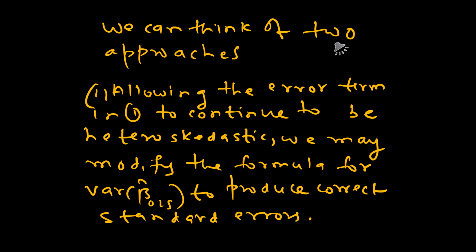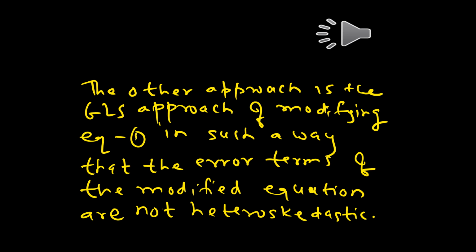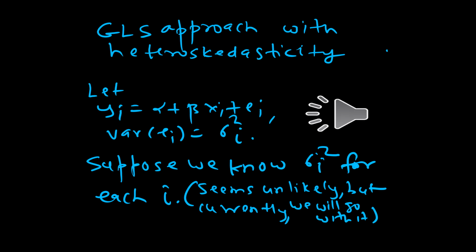Instead of heteroskedasticity-consistent standard errors, the other approach is the GLS approach, which consists of modifying equation A in such a way that the error terms of the modified equation no longer have heteroskedastic disturbances, but in fact have identical variances. So instead of yt minus phi yt minus 1, you have yt minus phi hat yt minus 1.